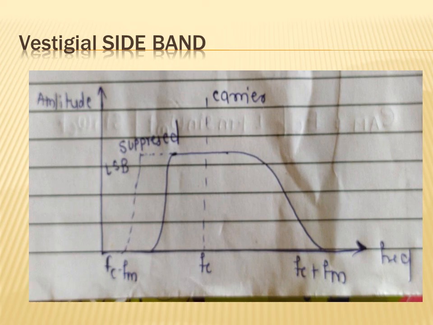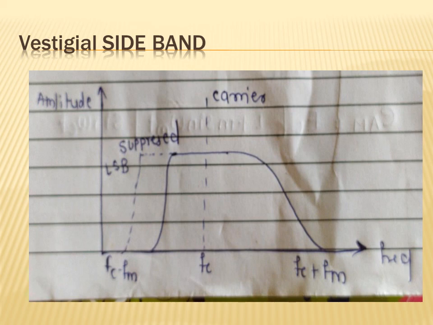Next, and last one, is the vestigial sideband. Bandpass filters are used for the generation of single sideband. When the sideband is passed through a bandpass filter, due to practical imperfection, the perfect sideband is not obtained. The information is lost, so VSB, the vestigial sideband, was invented.